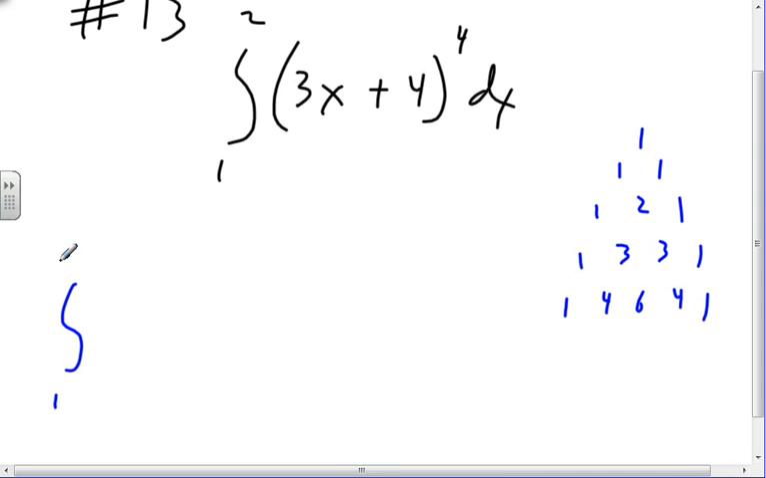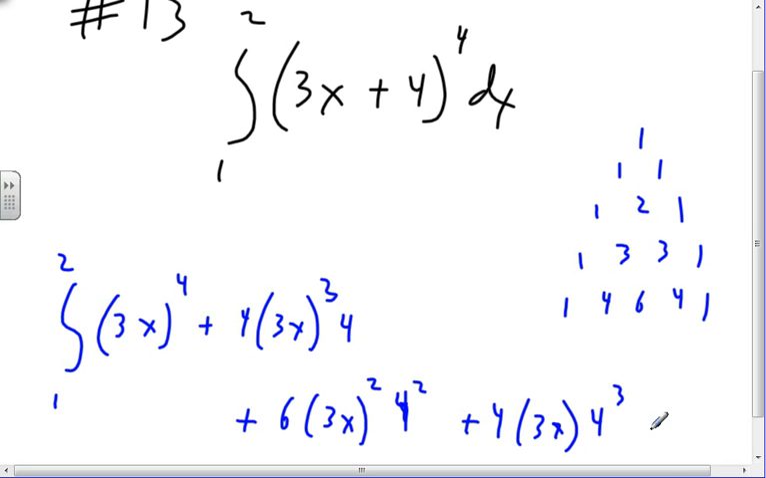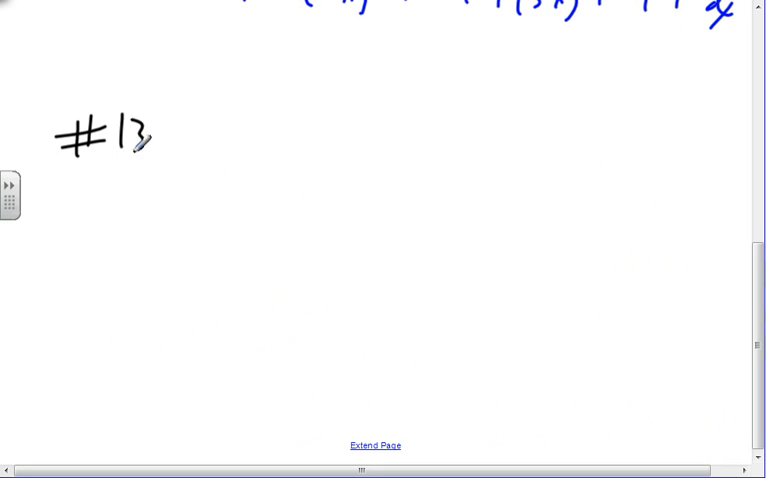And say that this is the integral from 1 to 2 of 3x to the 4th plus 4 times 3x cubed times 4 plus 6 times 3x squared times 4 squared plus 4 times 3x times 4 cubed plus 4 to the 4th dx. Why the hell did you ever do that? Well, I guess we're not going to use Pascal's triangle because that's way too much work. All right, so we're going to do it again without Pascal's triangle. Well, I just wanted to show you that it could be done with Pascal's triangle. It's just a lot of work.